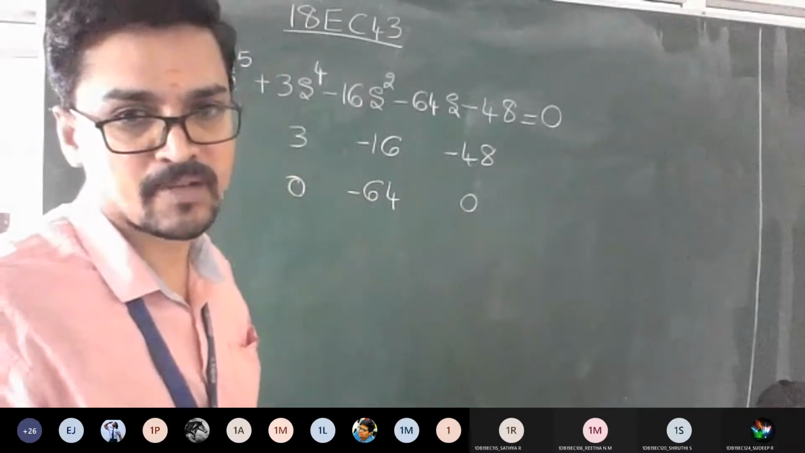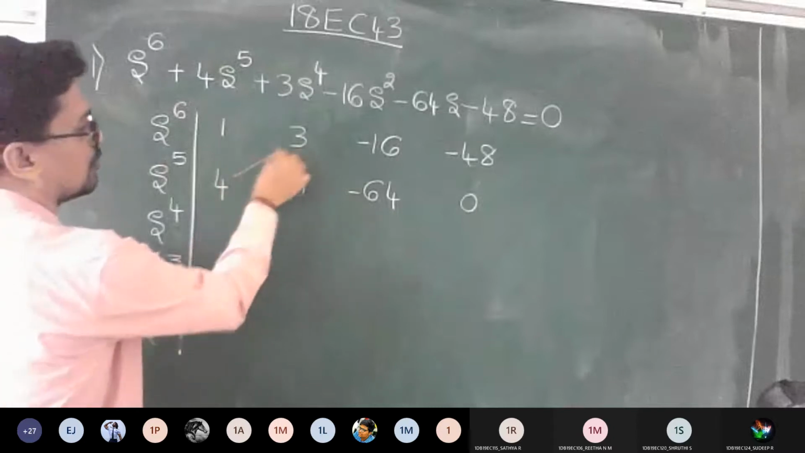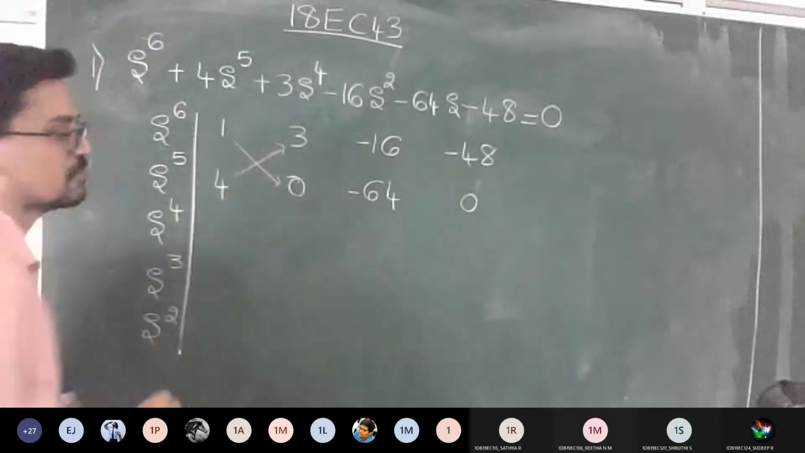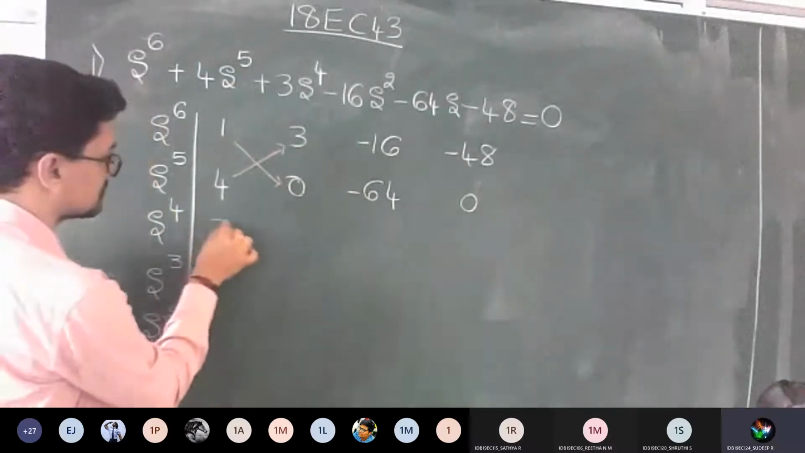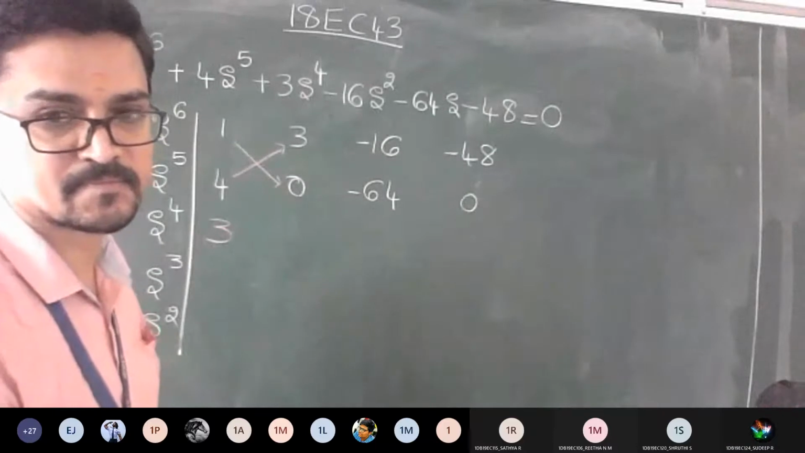Yes, sir. Fine. So now tell me what is the answer for this b1. How to do it? 4 into 3 minus 1 into 0, divided by 4. What's the answer? It's 12 by 4, nothing but 3. Okay. Next.